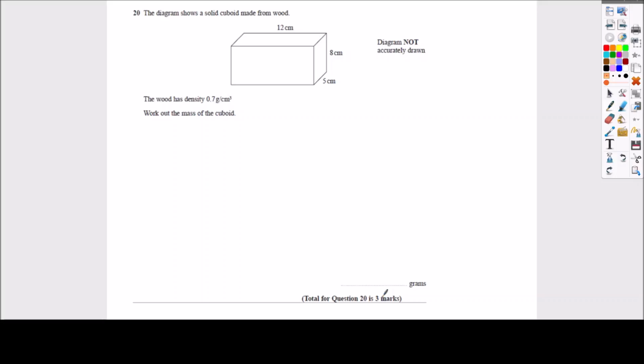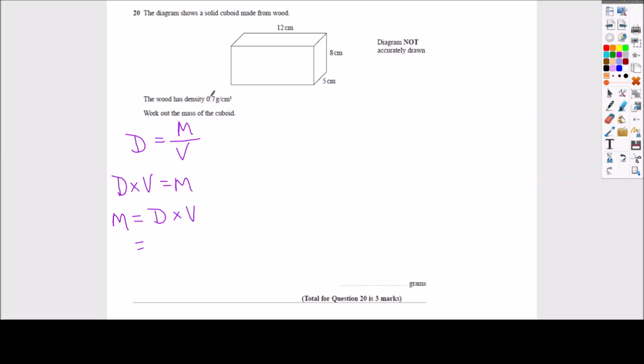Question 20. Now we're being asked to work out the mass of the cuboid. Now you need to learn that density equals mass over volume. So rearranging this to make mass the subject, if we multiply both sides by V, we get density times volume equals the mass. So to work out the mass, we're going to take the density and multiply it by the volume. So the mass is going to be density times volume, just rewriting it the other way.